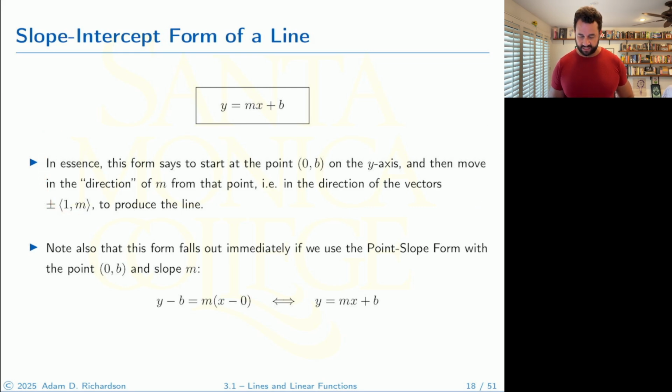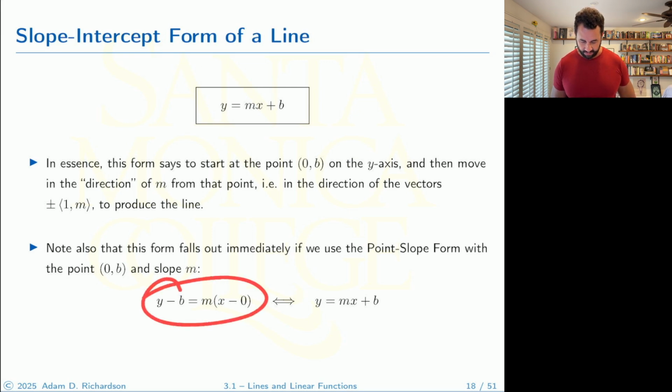In essence, this form says to start at the y-intercept and then move in the direction of m from that point, i.e. in the direction of the slope vector if you write it as a vector. The other cool thing is this. This is another reason why I tend to prefer the point slope form. This slope-intercept form falls out immediately if you use the point slope form given the y-intercept. So check this out. If you know the y-intercept and you know the slope, that means you know the point and a slope.